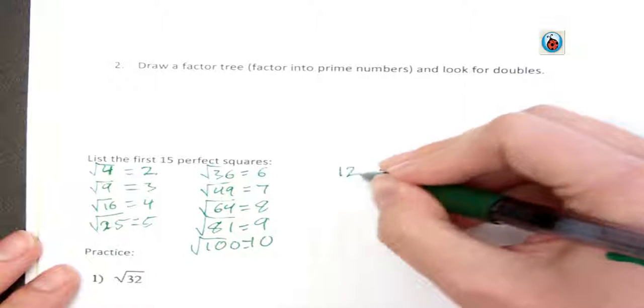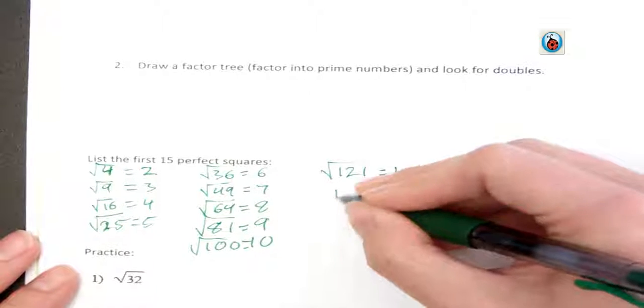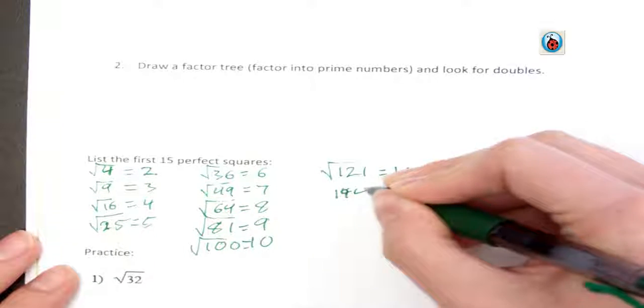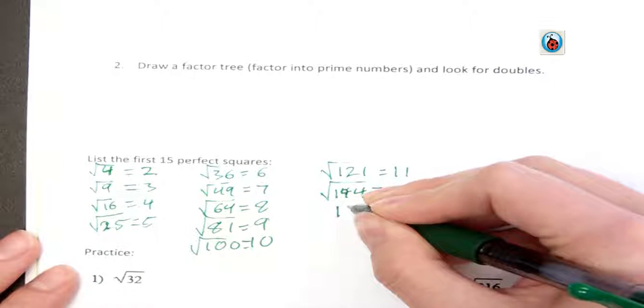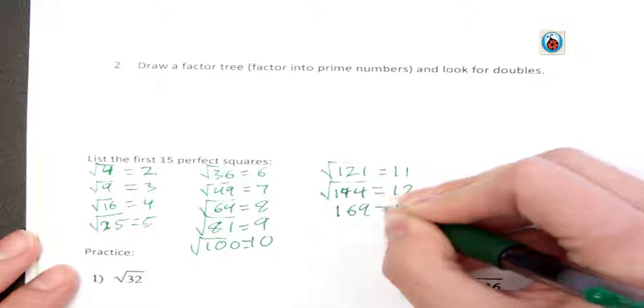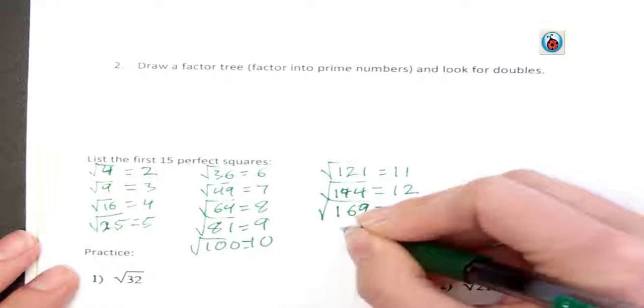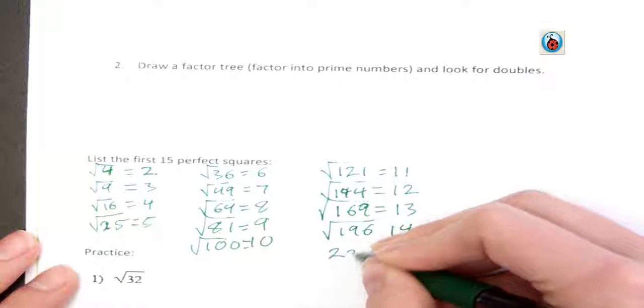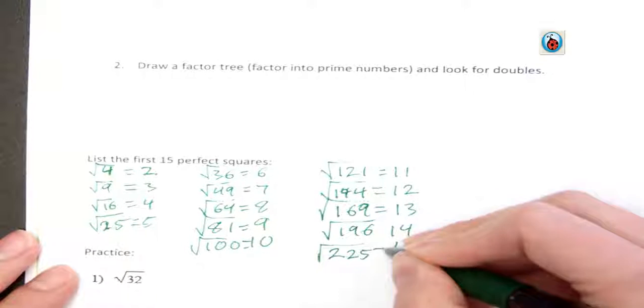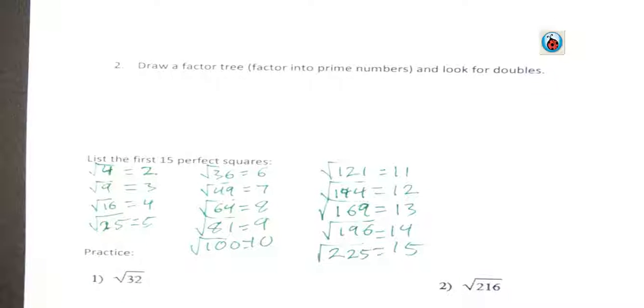Then we have 121, 144, 169, 196, and 225. So those are our perfect squares.